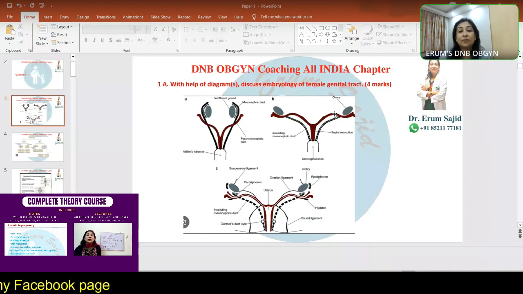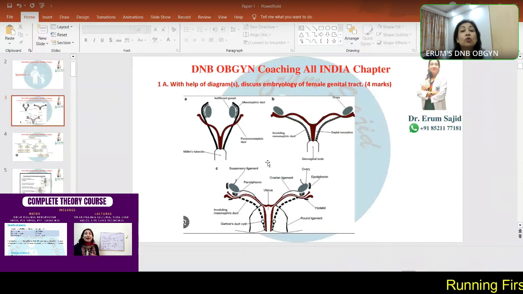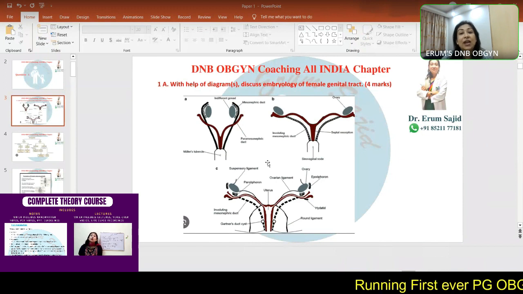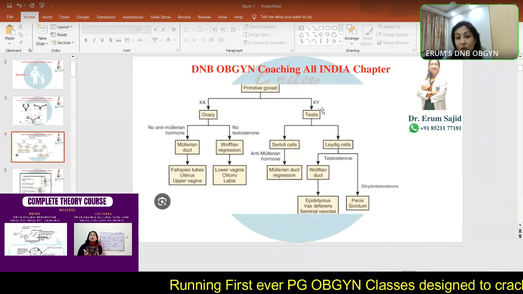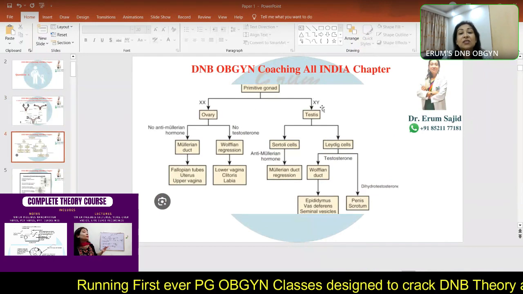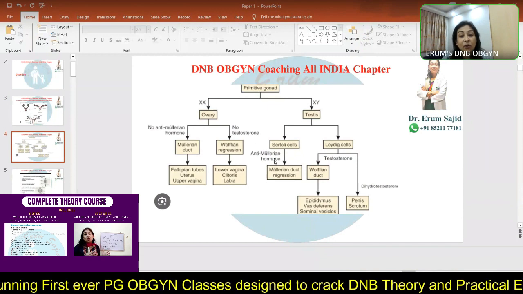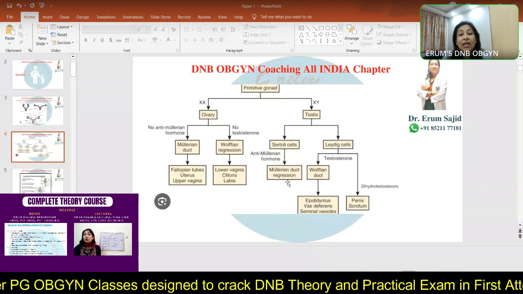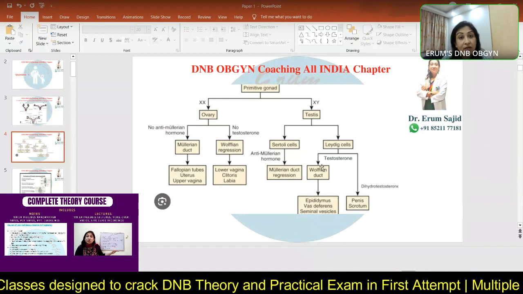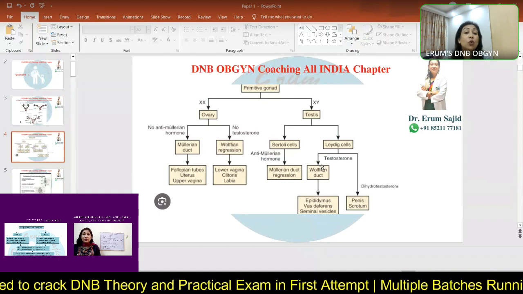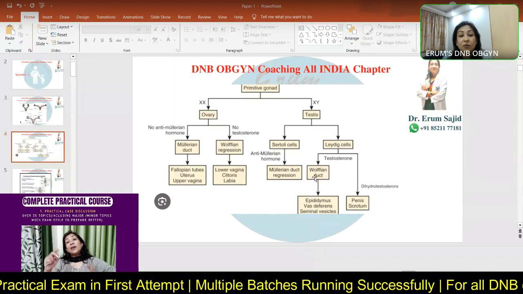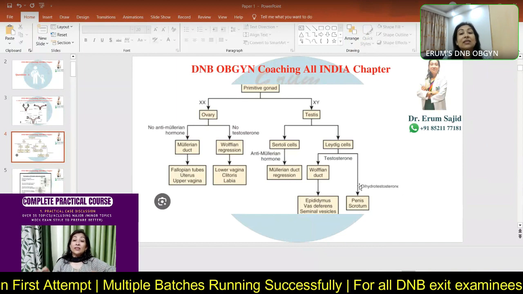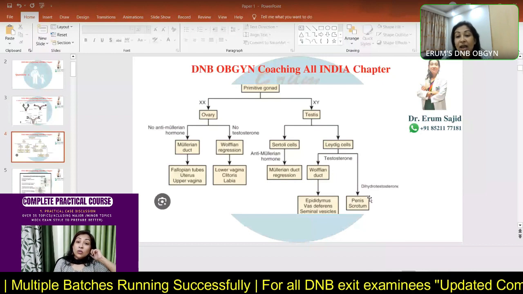Right, let's start with the answers straight away. Here is the diagram in which I've tried to show how the female genital tract is finally formed. This is where it starts: the primitive gonad. It is either XX or XY. What happens basically is that if it's XY, you automatically get anti-Mullerian hormone. So the Mullerian duct regresses, and the Wolffian duct grows into the epididymis, vas deferens and seminal vesicles, and of course the penis and scrotum as the external genitalia because of DHT, dihydrotestosterone.